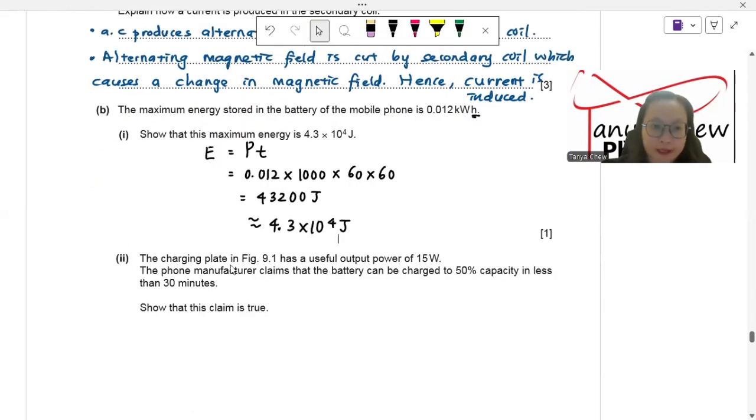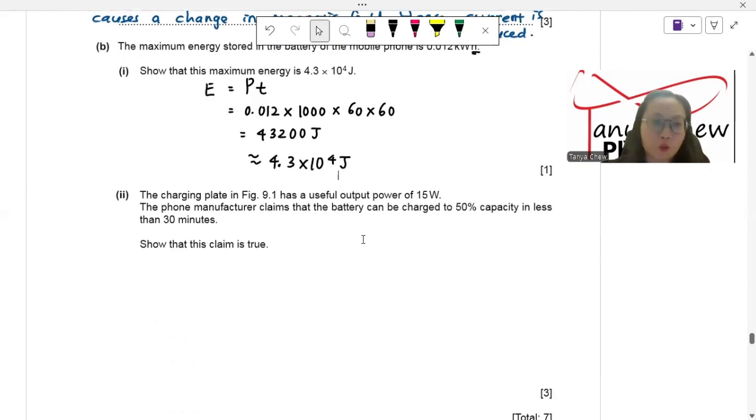Now the second part, the charging plate in Fig 9.1 has a useful output power of 15 watt. The phone manufacturer claims that the battery can be charged to 50% capacity in less than 30 minutes. Wow. Show that this claim is true. They give you 3 marks. I am definitely going to show that. I will find my input energy because they give me the output energy. So I need to find my input energy and check whether the phone can be charged to 50% in less than 30 minutes.